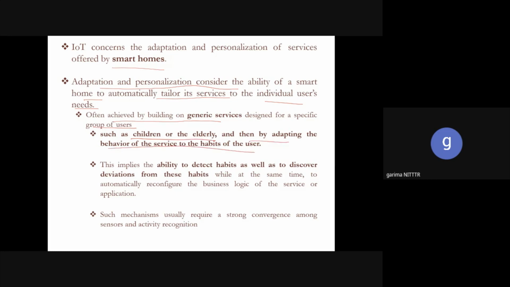It means they are basically observing, you have installed cameras and some devices there, and you are observing your children or elderly people, and then you adapt the behavior of the services to the habits of the user. Suppose you have installed some cameras or sensors for your elder parents who are not able to move very freely, and they have a fixed routine.